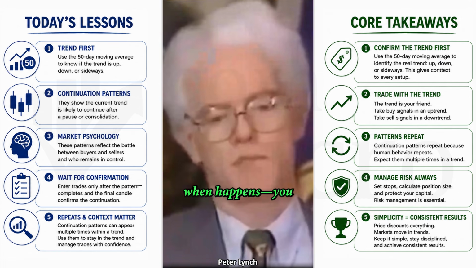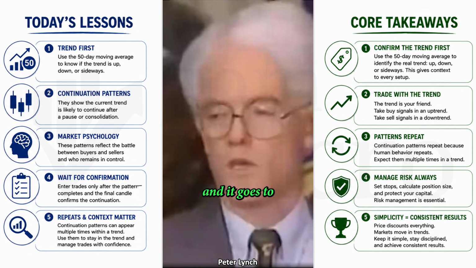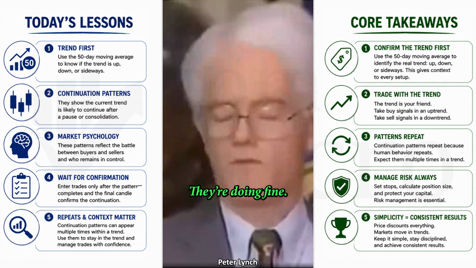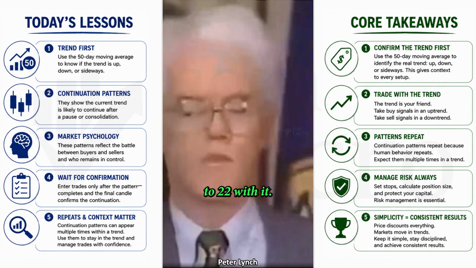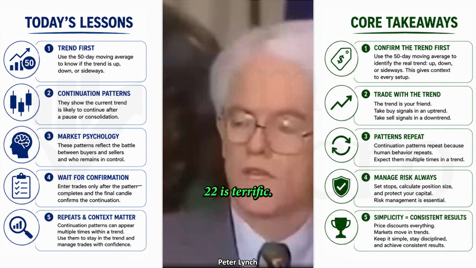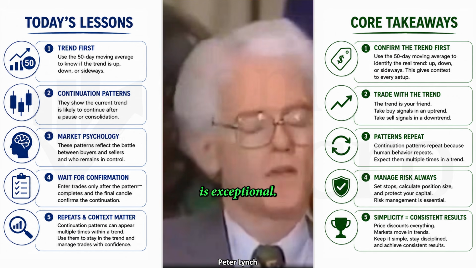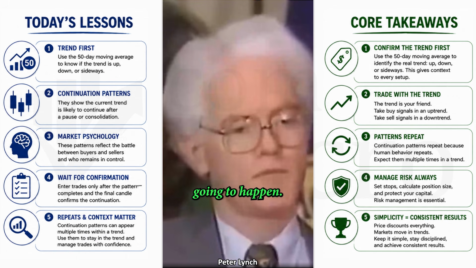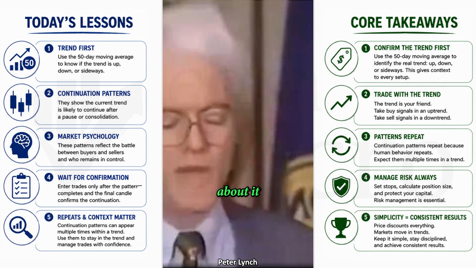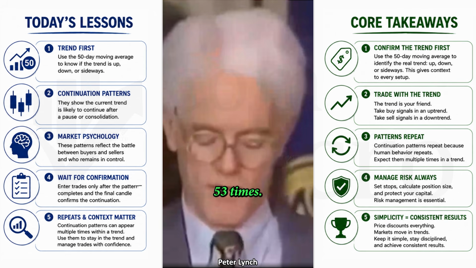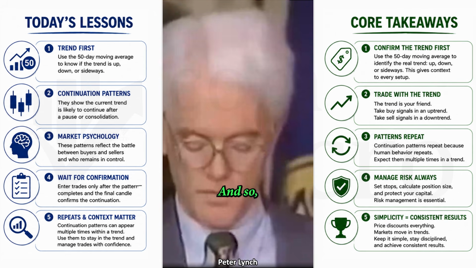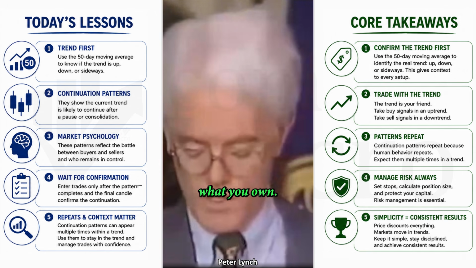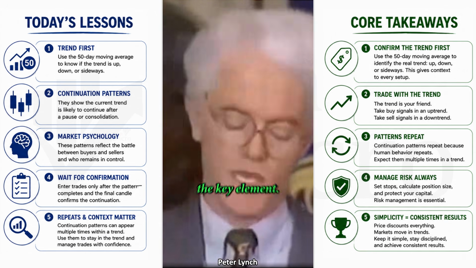And it's good when it happens. If you like a stock at 14 and it goes to 6, that's great. You understand the company, you look at the balance sheet, and they're doing fine. You're hoping to get to 22 with it. 14 to 22 is terrific. 6 to 22 is exceptional. So you take advantage of these declines. They're going to happen. No one knows when they're going to happen. People tell you about it after the fact that they predicted it, but they predicted it 53 times. And so you can take advantage of the volatility in the market if you understand what you own. So I think that's the key element.